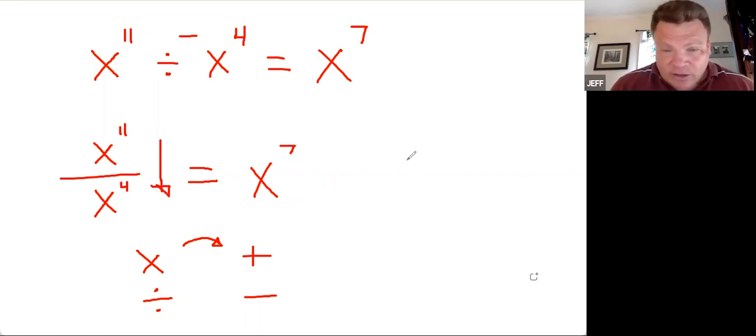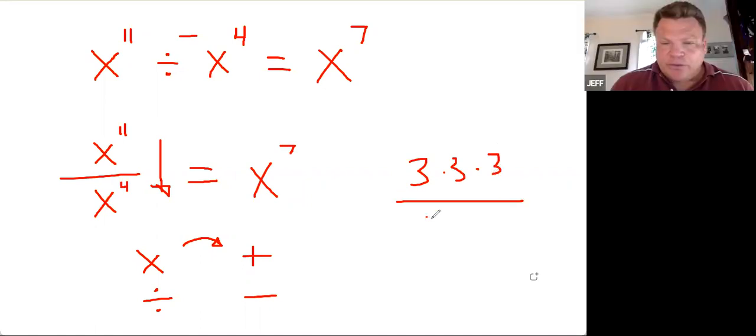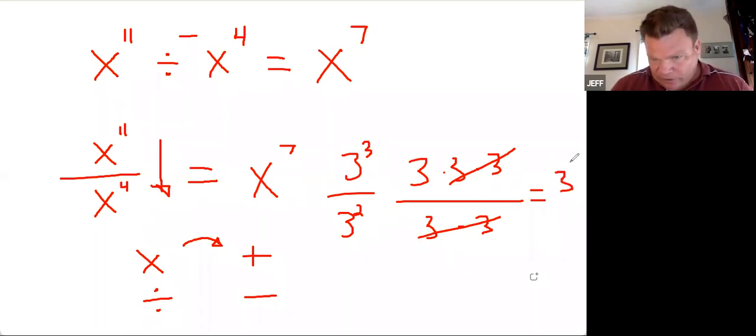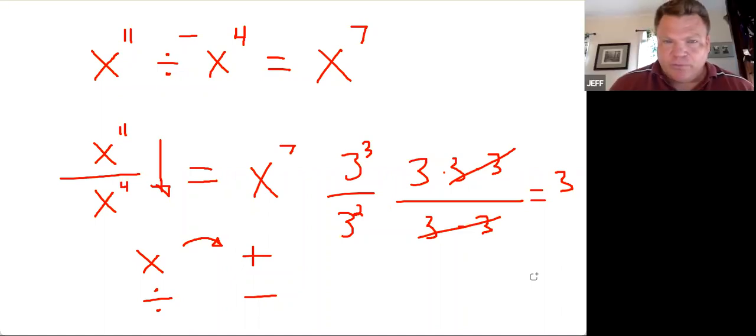And the way this makes sense is if it was 3 times 3 times 3 up top and 3 times 3 on the bottom. So in other words, 3 to the 3rd up top, 3 to the 2nd on the bottom. If we expanded all of that out, these 2 would cancel out and all you'd be left with was 3. So 3 minus 2 is exponent 1. Exponent 1 tends to disappear because they're ghosts. So it would just be 3.